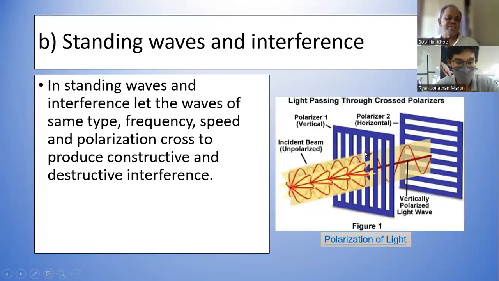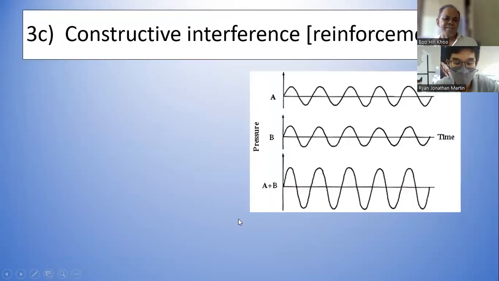Standing wave and interference. In standing wave and interference, the waves must be of the same type, same kind. That means sound wave and sound wave, light wave and light wave, same frequency or wavelength, same speed. Another condition would be polarization. It must be the same polarization. That means if it's polarized upwards, the other one must also be polarized upwards.